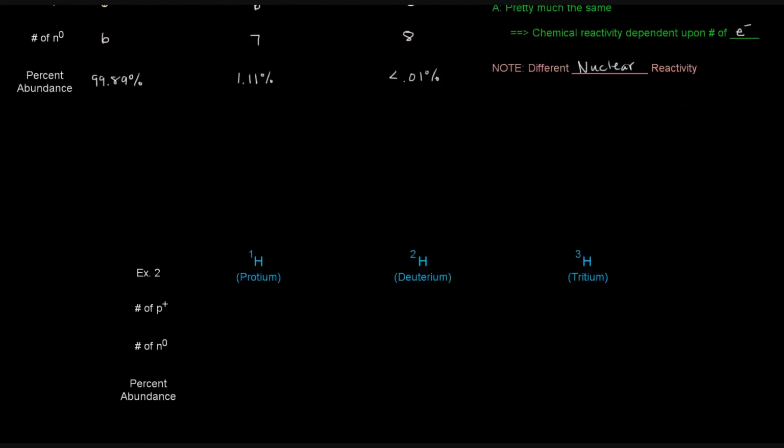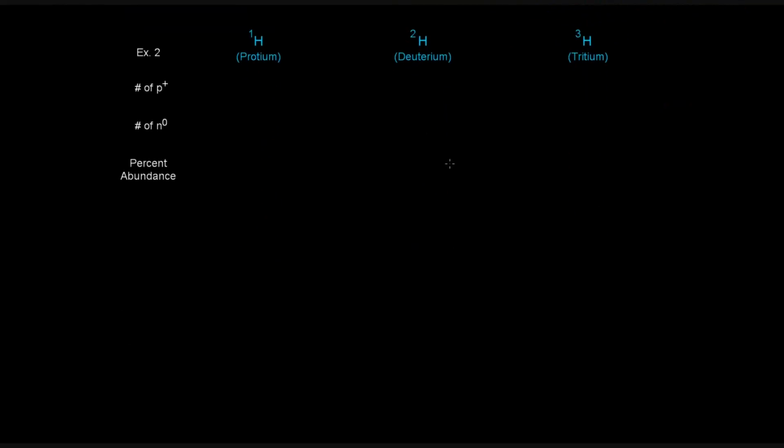Now I do want to bring up another example just because this comes up from time to time, especially in organic chemistry and some other areas of general chemistry. So we've got hydrogen, with naturally occurring isotopes of mass number 1, 2, and 3 respectively. We've got protium, deuterium, and tritium. They're all hydrogens, so the number of protons is the same for all three, 1. The number of neutrons will be their mass number minus their atomic number. So 1 minus 1 here is 0. 2 minus 1 is 1. 3 minus 1 is 2.